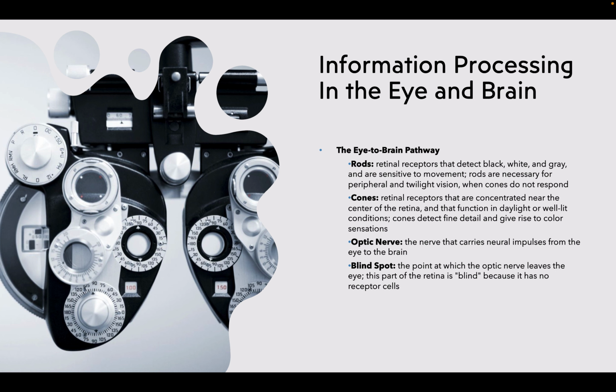The reason why we don't have a blind spot in our vision is because our eye is once again moving constantly, and because of that, our brain is able to fill in that blind spot based off of expectation and previous information.